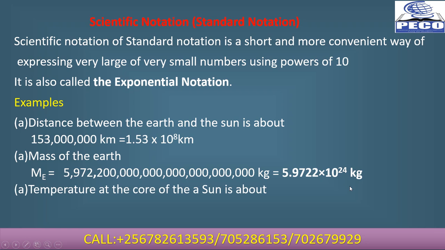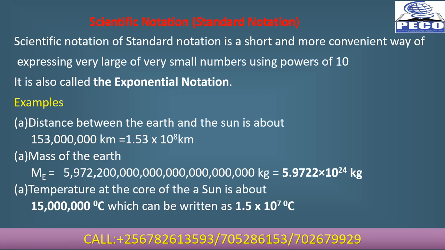Temperature at the core of the Sun is about 15 million degrees Celsius. 15 million can be written as 1.5 times 10 to the power 7 very easily. So scientific notation is an easier way of writing very small or very large numbers.